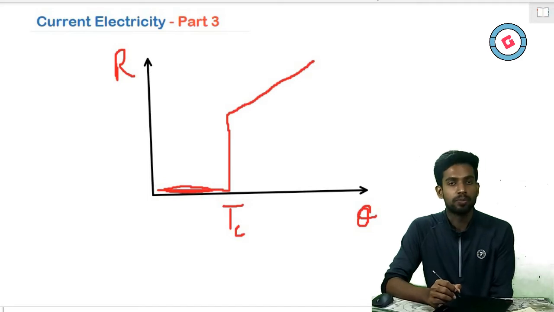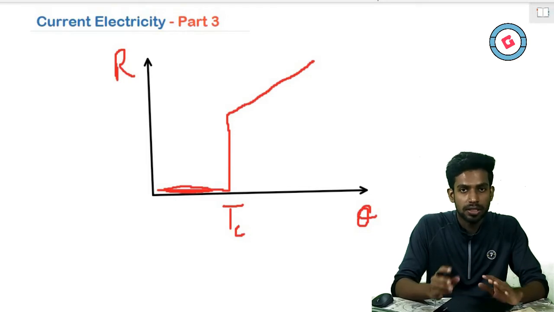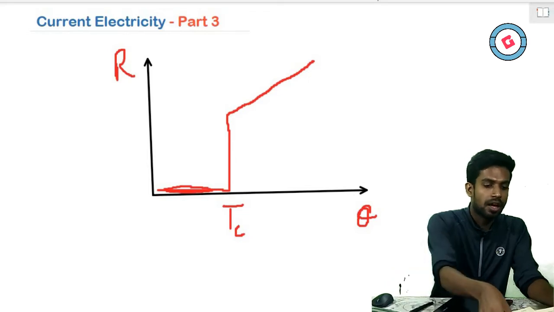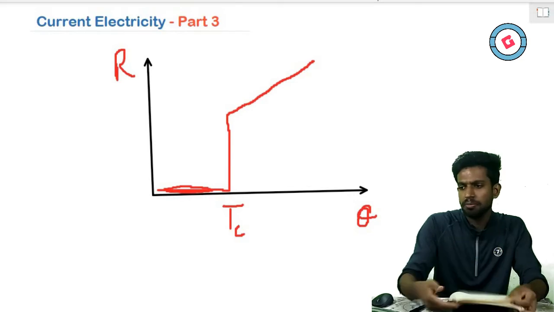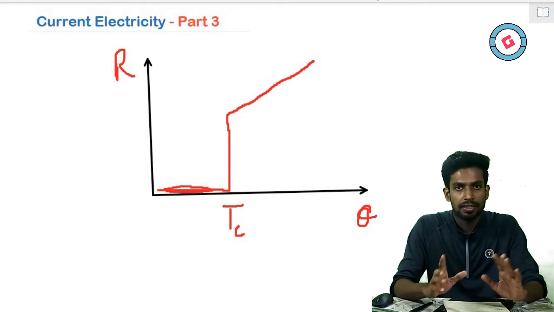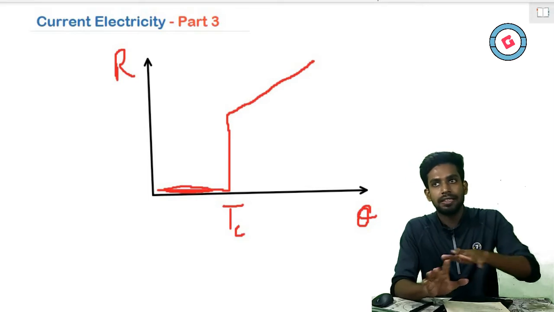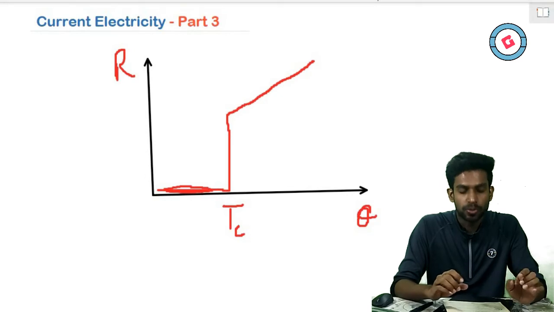So superconductivity is having absolute zero resistivity below the critical temperature. So superconductors are used at a temperature below the critical temperature. The important points to remember are that in superconductors the resistance is zero, and also the magnetic field lines do not pass through superconductors.